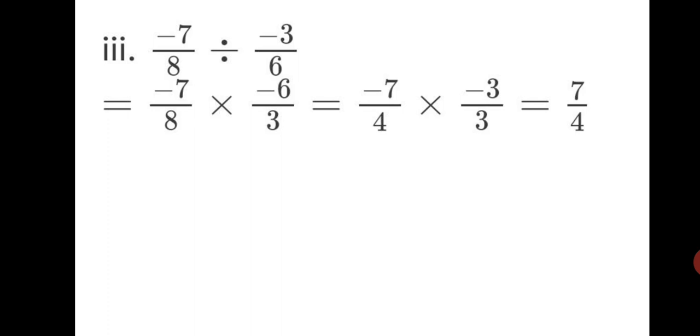Like I mentioned earlier, there are multiple ways of solving the sums till you reach your final answer. So here it's shown division by 2 of numbers 6 and 8. 2 3s are 6, 2 4s are 8. So see the next step, you got minus 7 upon 4 into minus 3 upon 3. Now 3 1s are 3. So 7 into 1 is 7, minus into minus becomes plus, 4 into 1 is 4. So 7 upon 4 is the final answer.